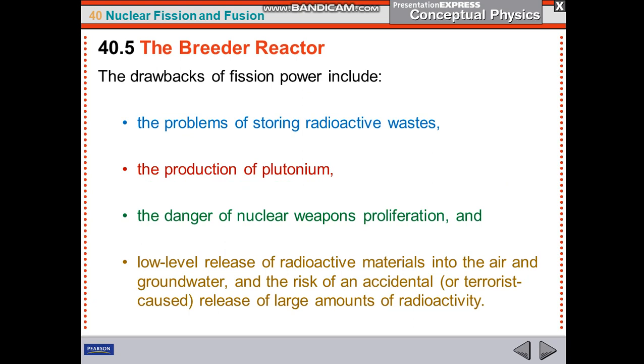So again the problems: storing radioactive waste is a problem. Production of plutonium, it's actually not only because it's expensive, it is actually a dangerous process because plutonium is poisonous. And you can say nuclear weapons, of course dangerous. And finally releasing of large amounts of radioactivity, it's a high risk. It can be used by terrorists even. So these are some drawbacks, but still we learned about the benefits. When we check the benefits, it's very important to have nuclear fission power.